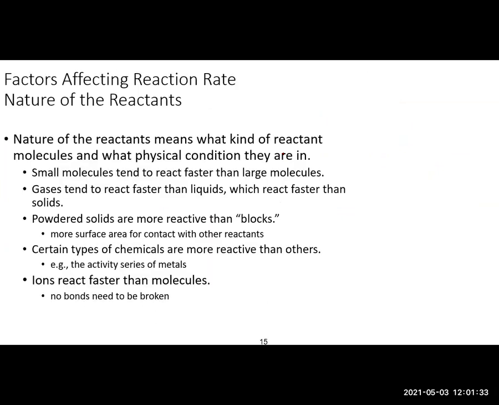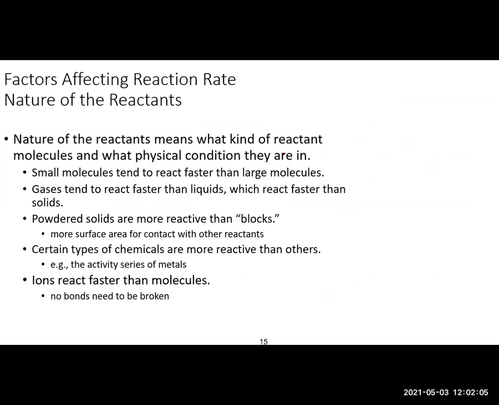All right, so let's talk about some factors that actually do affect reaction rate. First off, the nature of the reactants. Basically, what physical state they're in oftentimes will affect how fast or how slow a reaction may react, or a molecule may react. Smaller molecules tend to react faster than larger ones. Gases tend to react faster than liquids, which react faster than solids.